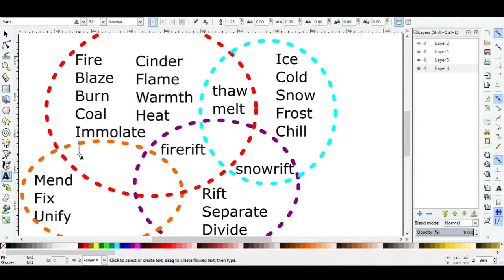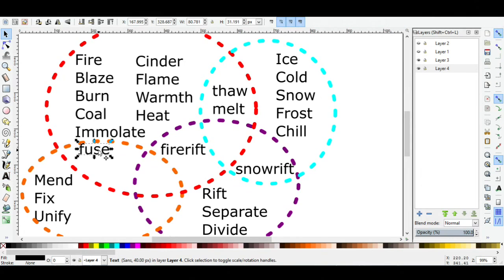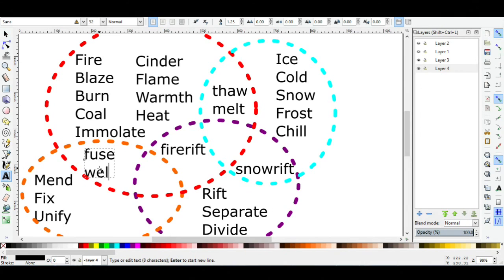On this side, maybe something like fuse, which is like using fire to fix things. I haven't really thought about how that ties into the themes, but there's something there. But it means too many other things. It's kind of confusing. I guess weld would also be a word. Weld. But I couldn't think of a way of fitting this all in.